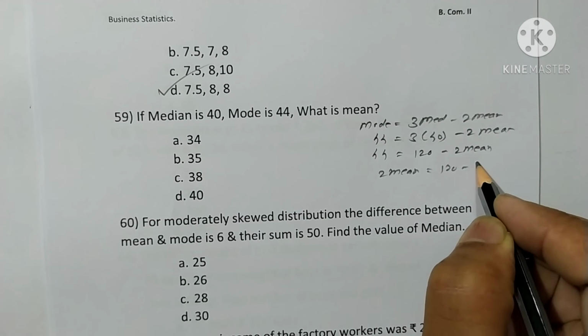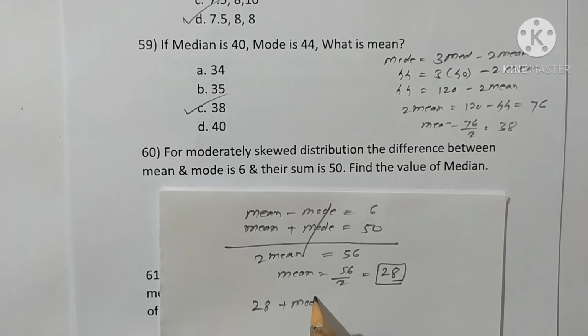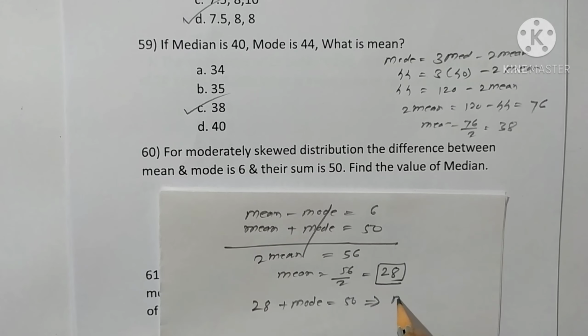Question 60. For a moderately skewed distribution, the difference between mean and mode is 6 and their sum is 50. Find the value of the median. Now we put the equations. Mean minus mode is equal to 6. Addition is given as 50. Just we solve the equations. 2 mean equals 56 and mean equals 56 upon 2, so the answer comes 28 is the mean. Now putting the values in this equation, we find out the mode. Mean 28 plus mode is equal to 50, which means mode equals 50 minus 28, it comes 22.